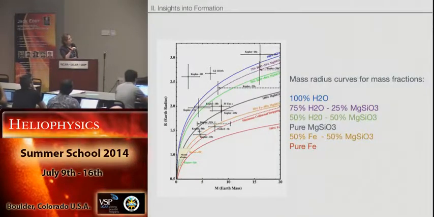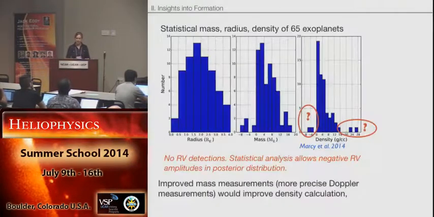If you go to 100% water, which is pretty hard to do, then you end up with something that's much larger as the mass increases. So now we can plot down on the theoretical curves the detected planets and see where they fit and begin to understand them in terms of their composition.